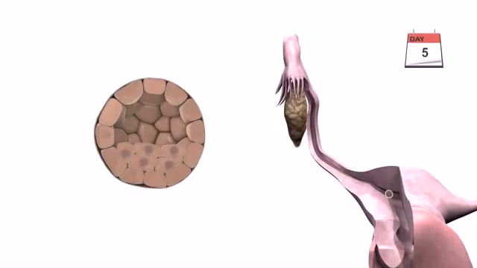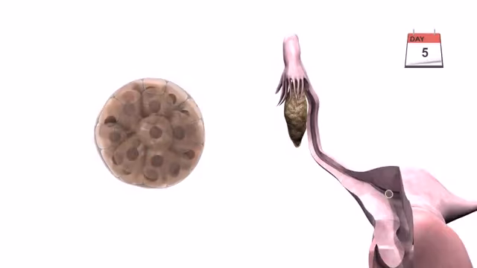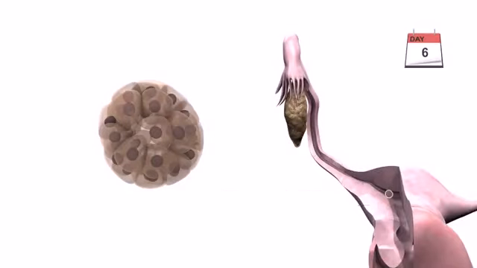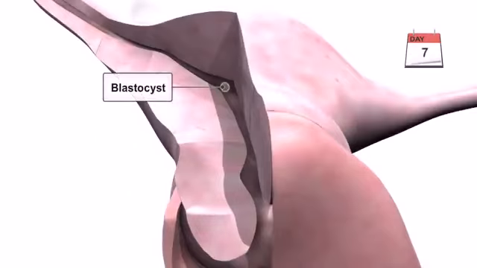Around this time, the zona pellucida degenerates and the blastocyst hatches into the uterine cavity, ready to implant into the uterine wall. Implantation occurs approximately 6 to 7 days after fertilization, but can only occur if the endometrial wall is sufficiently prepared by the correct levels of hormones. The blastocyst usually implants in the posterior portion of the fundus of the uterus.